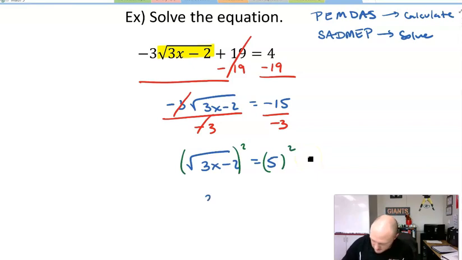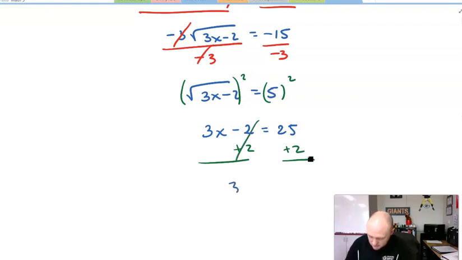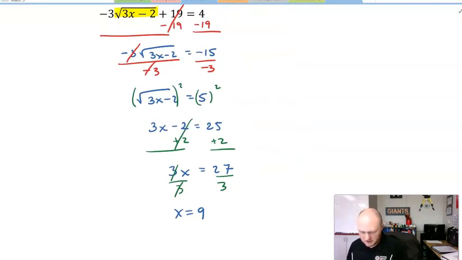Squaring both sides. And we get 3x minus 2 is equal to 25. Okay, I'm going to go ahead and solve this now. I'll add 2 to both sides. We get 3x is equal to 27. And then divide by 3 on both sides. We get x is equal to 9. So this is a possible solution. Our possible solution.